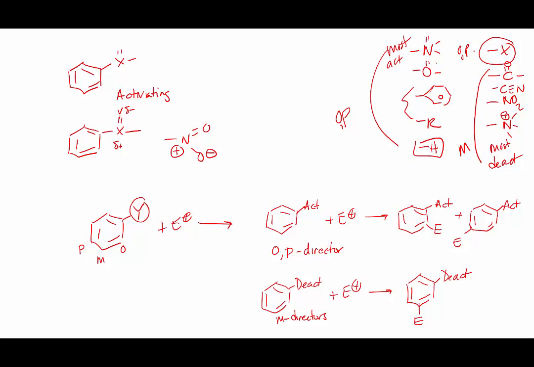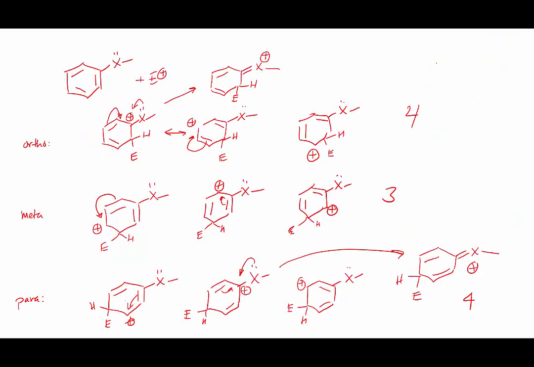So halogens ortho-para direct because they've got the lone pair, and because that lone pair makes the ortho and para intermediates have more resonance structures, which makes them more stable. And the more stable intermediate gives you the major product in electrophilic aromatic substitution.